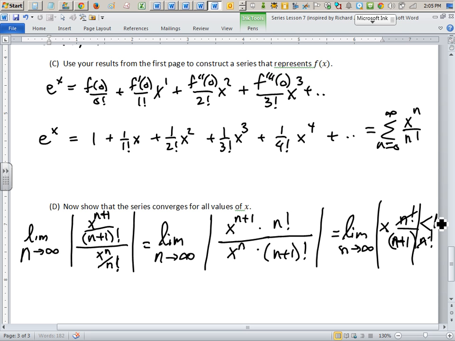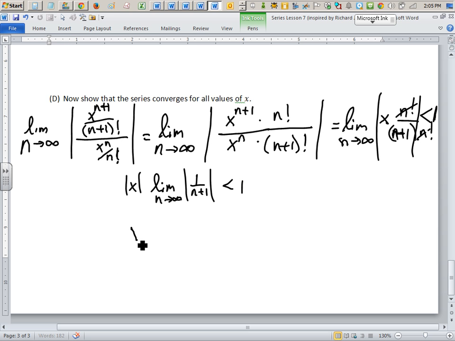And we're going to force convergence. We're going to make this less than 1. You can actually pull out the absolute value of x if you like. But this is 1 over n plus 1 left inside. And the reason this is always going to be true no matter what x is, is because this limit is 0. So we're forced to believe that this is true for all x.